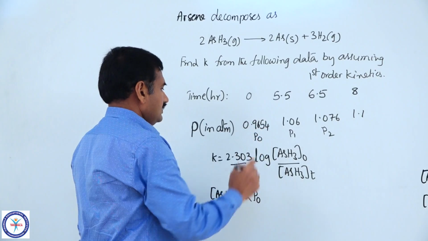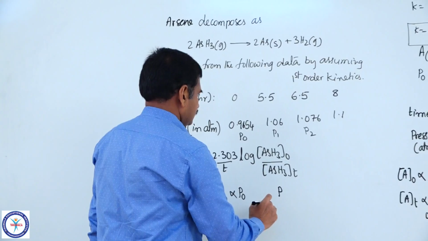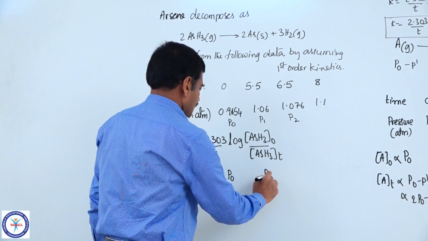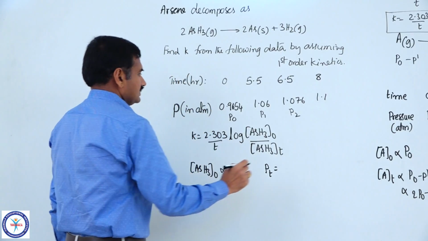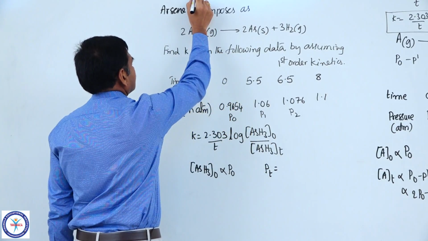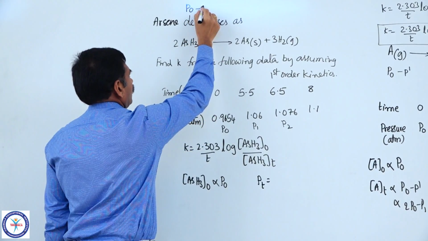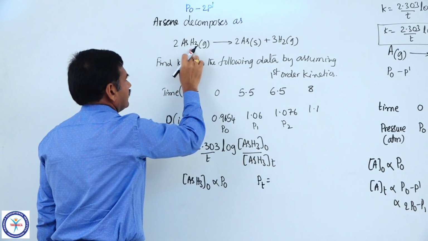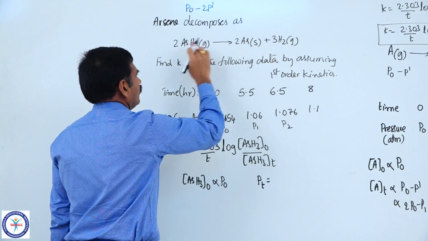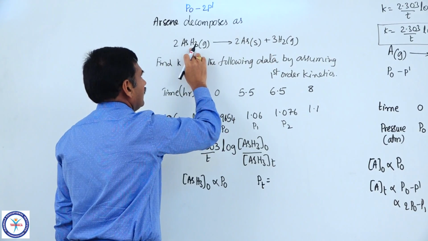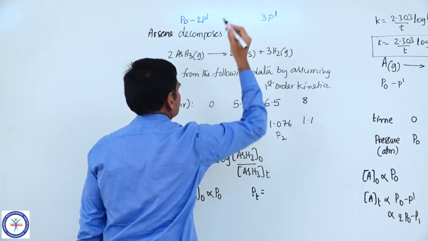So, this P1, or let it be Pt, is equal to, if P naught is the initial pressure of arsine, out of that let some 2 P dash be the pressure drop, because stoichiometric coefficients of arsine and hydrogen are 2 and 3. That is why I am taking 2p dash as the drop in pressure of arsine, so that 3p dash is the pressure of hydrogen produced.